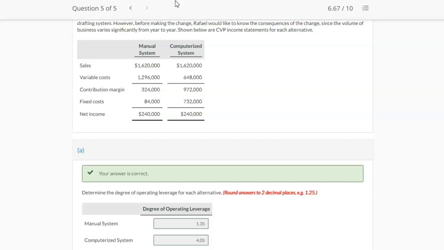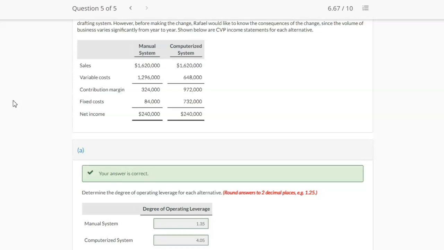What do you get in sales? 84,000 divided by 20%. What do you get? 420,000. Victor, multiply by 20%, not divided by 20%. Break even, fixed cost divided by contribution margin ratio. Oh, okay, sorry. So what do you get? Yeah, 420,000 for the manual.